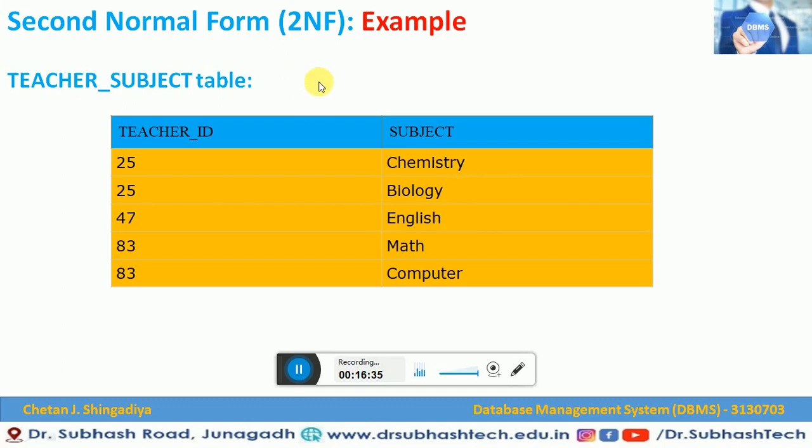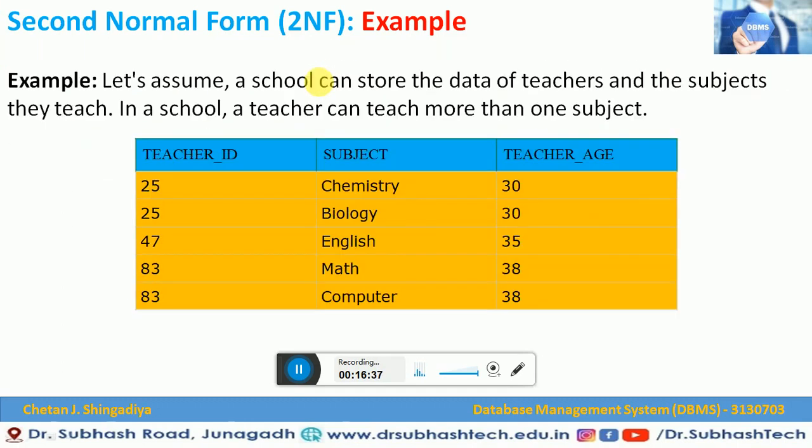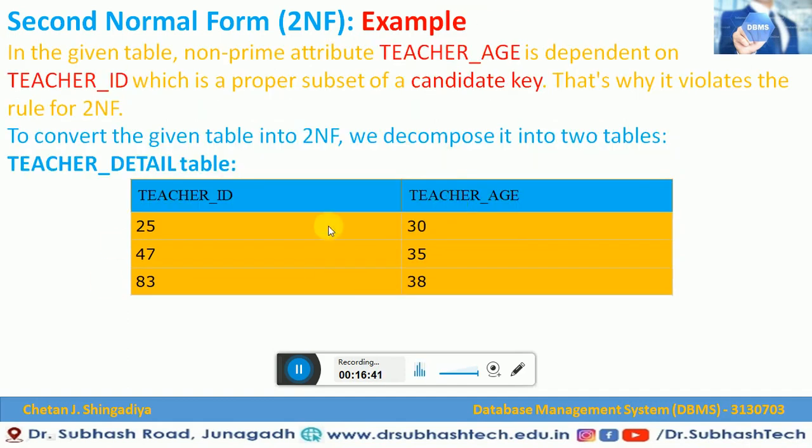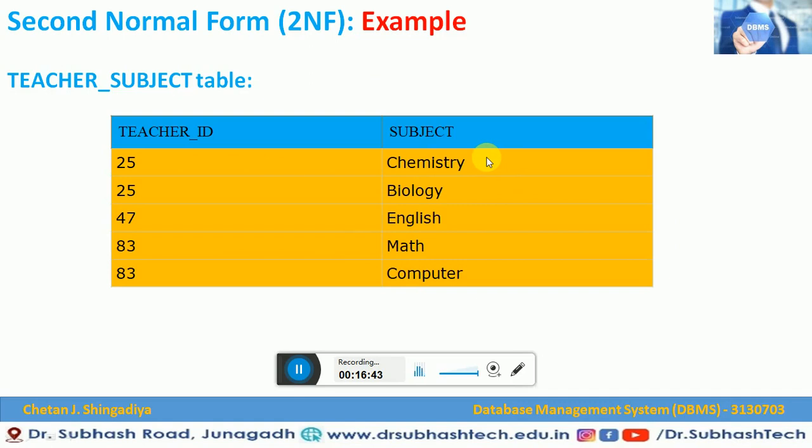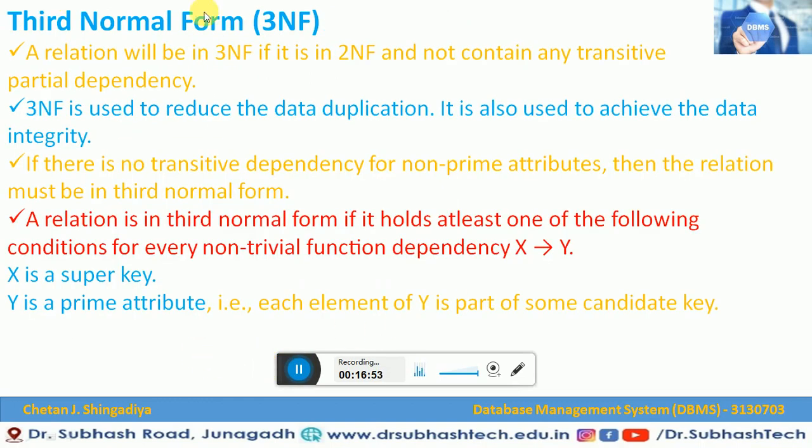So this is how our table is converted into table 1 and table 2. Now after decomposition into these two tables, we can say that our table has become second normal form. Now let us understand what third normal form in normalization is.